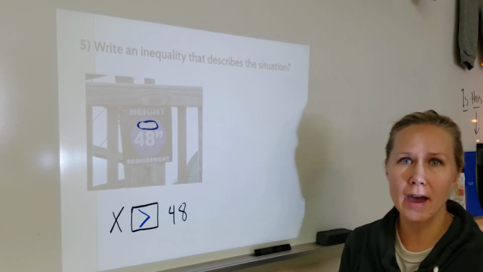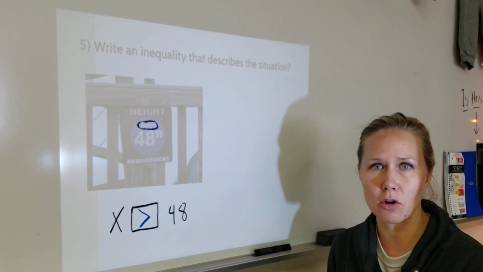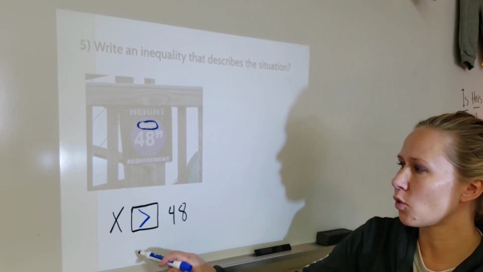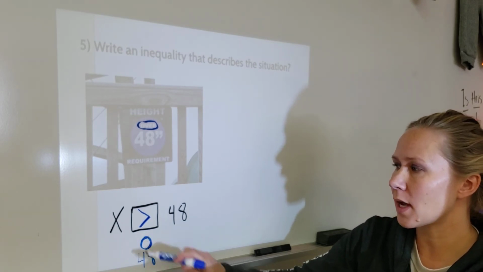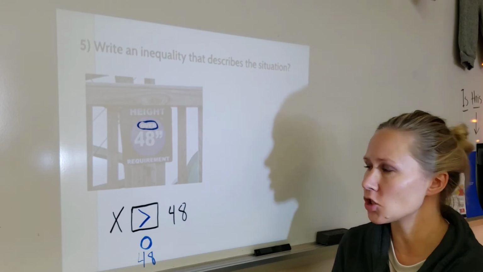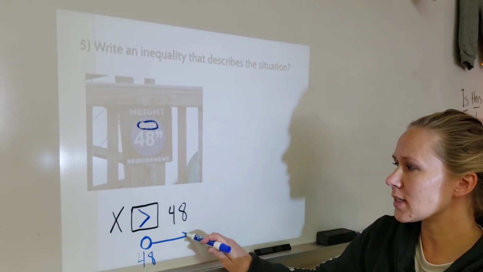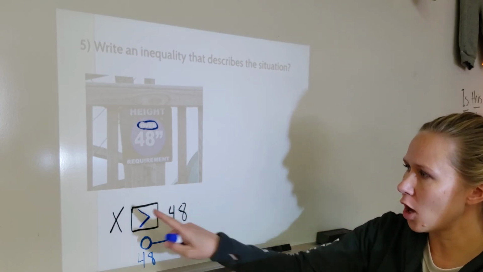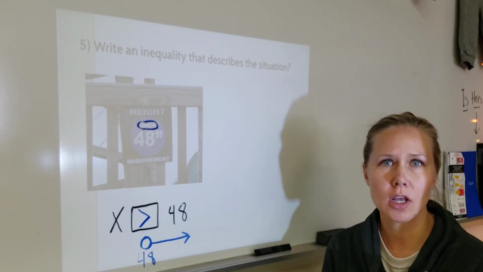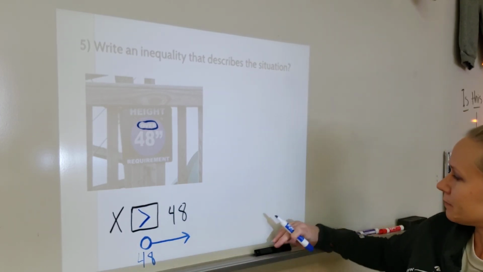Think about if you were to graph this. Sometimes it makes sense if you think about graphing it. So think about the number 48. If I put 48 on a graph, I would have an open circle because I wouldn't be able to ride the ride if I'm 48 inches. But all the other heights that are taller than that would be able to ride the ride. So this might be able to help you determine which direction your inequality symbol goes.